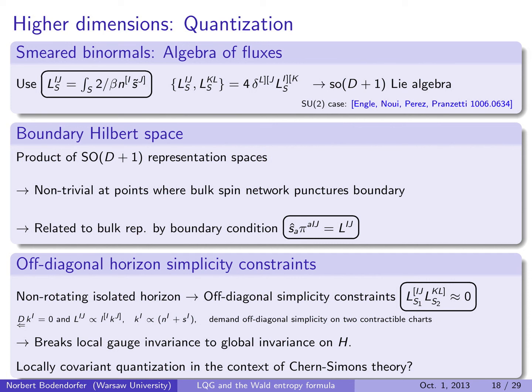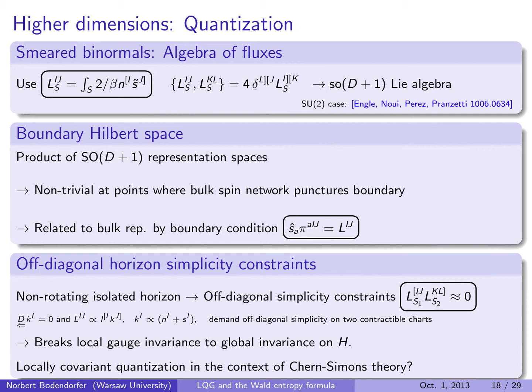So there we again consider these L's, which are just n times s. We can smear them over some surface S to make them more regular, and then if you calculate their Poisson bracket, we have L, comma L is again L with some structure constants, and these structure constants are just the structure constants of the Lie algebra SO(D+1).